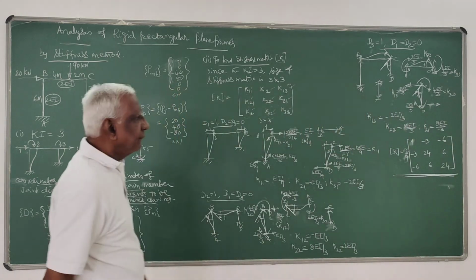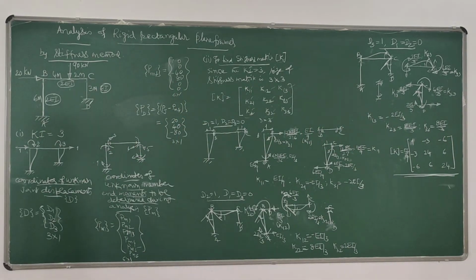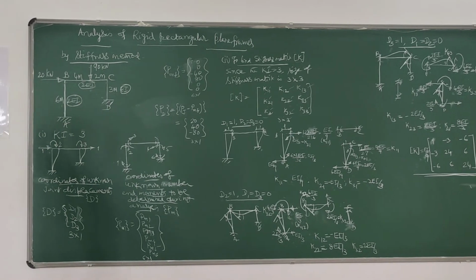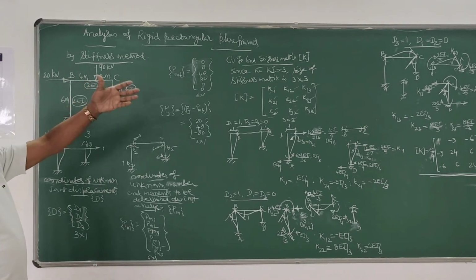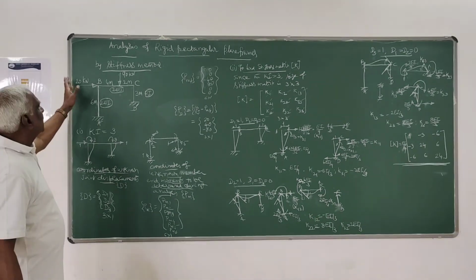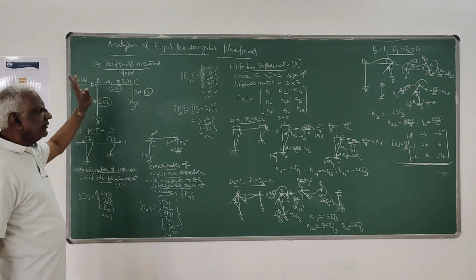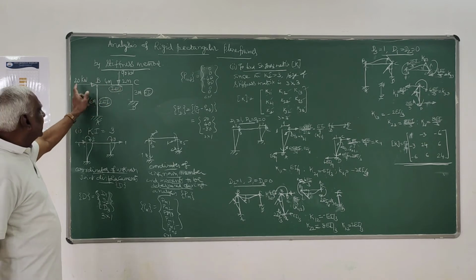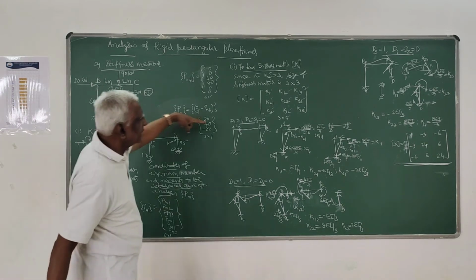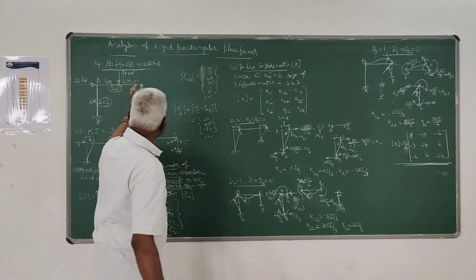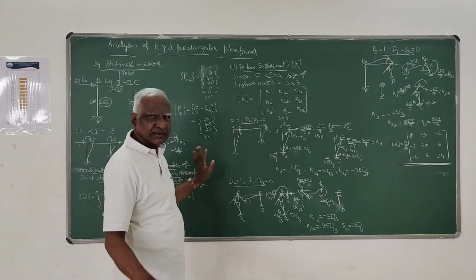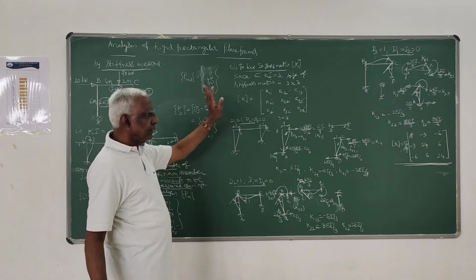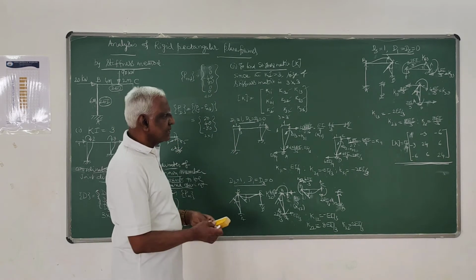This is an important step: how to generate the stiffness matrix. Whether it is a sway or non-sway frame matters here. If it is sway, you have to give unit displacement, unit translation, in that direction. If it is non-sway, only unit rotation. That's all the change. Otherwise, the step procedure is similar.